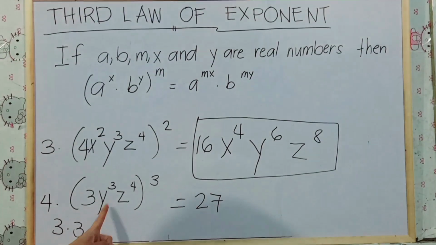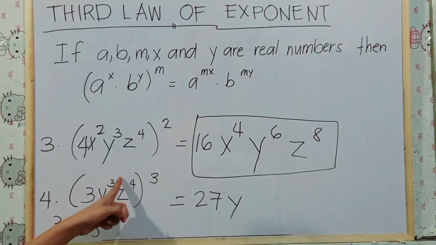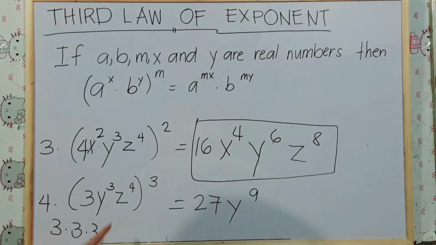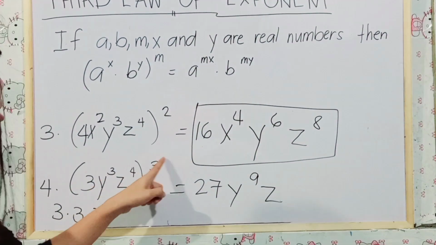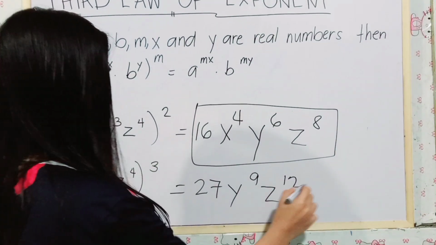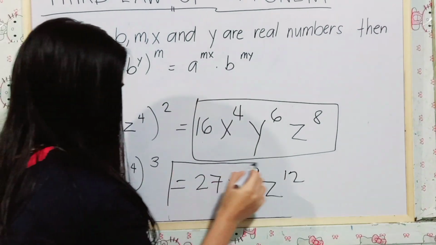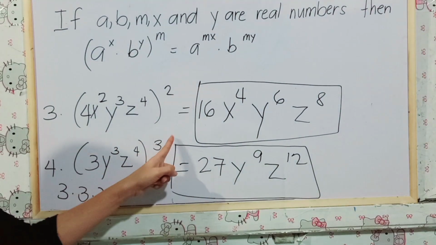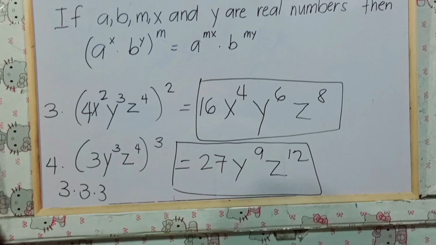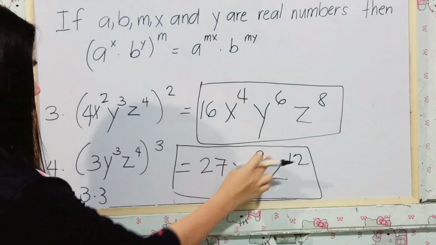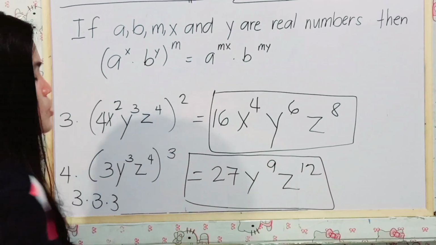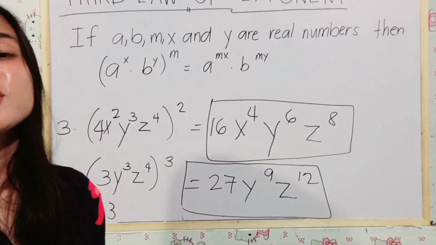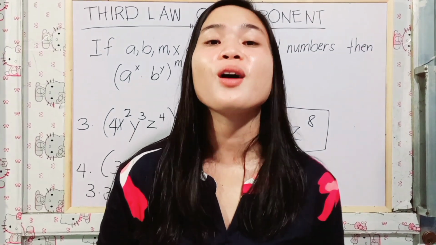Okay? Continue. We have here y. So multiply the exponent. 3 times 3 is 9. And then z, multiply the exponent. 4 times 3 is 12. So our final answer is this one. 27. Where do I get 27? This one, 3 cubed. So multiply 3 by itself, 27. And then y, 3 times 3 is 9. And then z, 4 times 3 is 12. So our final answer is 27y^9 z^12. This is all about the third law of exponent.